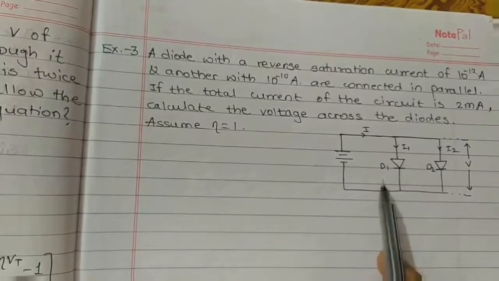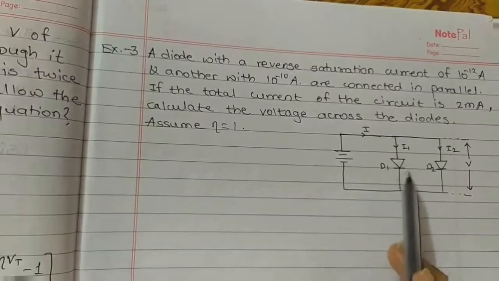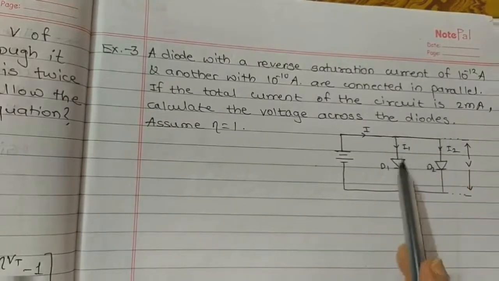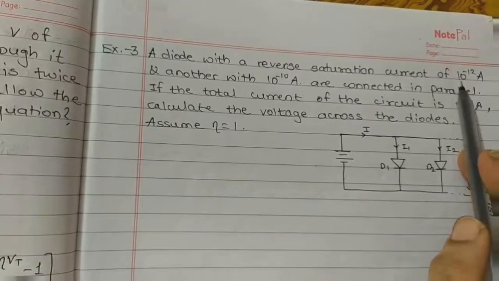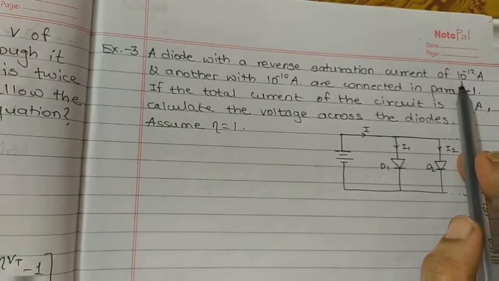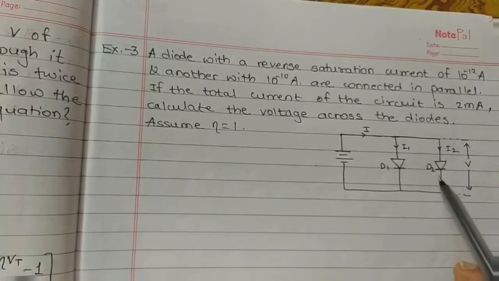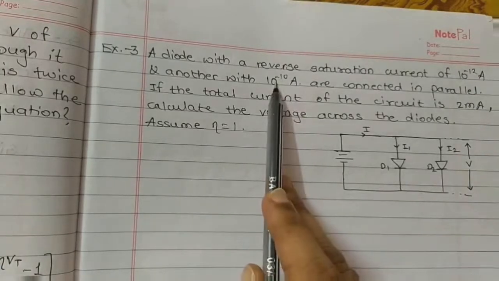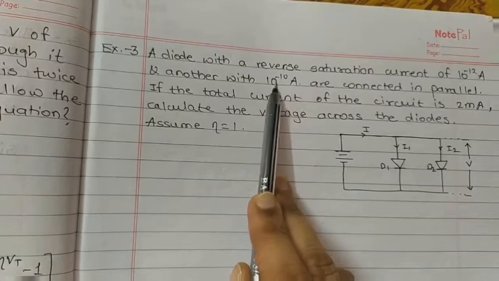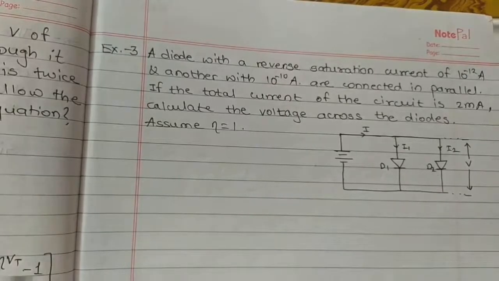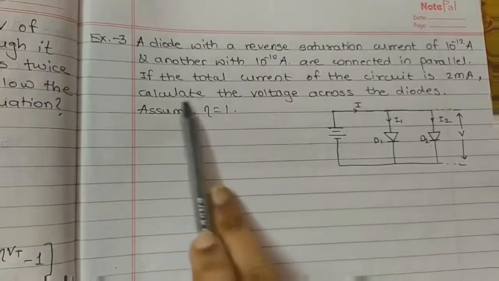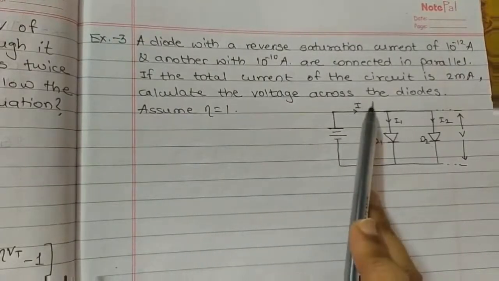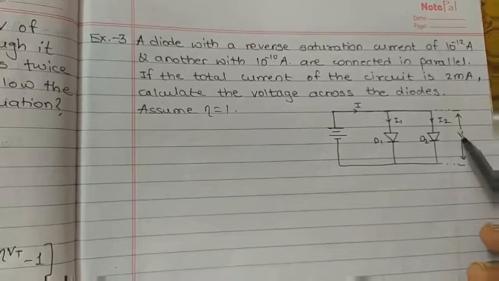Two diodes are given. That two diodes are connected in parallel. Through one diode the reverse saturation current is 10 raised to minus 12 ampere, and from another diode the reverse saturation current is 10 raised to minus 10 ampere. Okay, so we have to find out what? Calculate the voltage across the diodes. This voltage we have to find out.